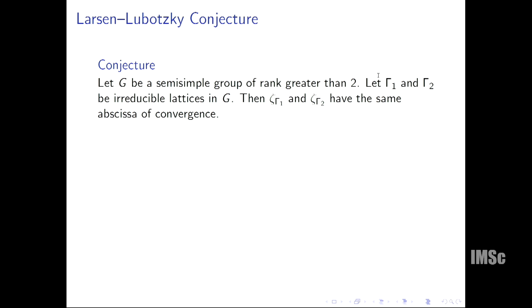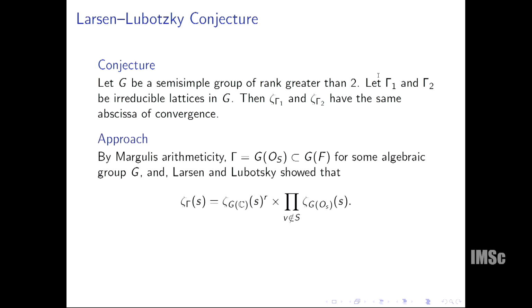So there's a conjecture of Larsen and Lubotsky which says that if you have two irreducible lattices in a group of rank greater than or equal to 2, then the zeta functions must have the same abscissa of convergence, saying that different lattices will somehow still have the same rough behavior in terms of representation theory.